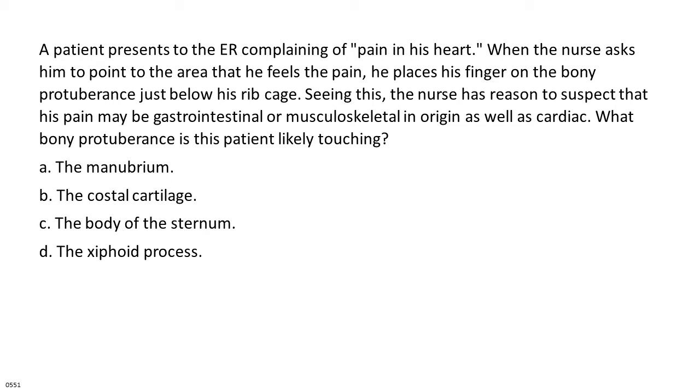A patient presents to the ER complaining of pain in his heart. When the nurse asks him to point to the area that he feels the pain, he places his finger on the bony protuberance just below his rib cage. Seeing this, the nurse has reason to suspect that his pain may be gastrointestinal or musculoskeletal in origin as well as cardiac. What bony protuberance is this patient likely touching?